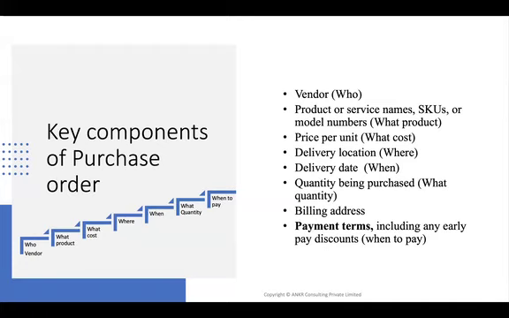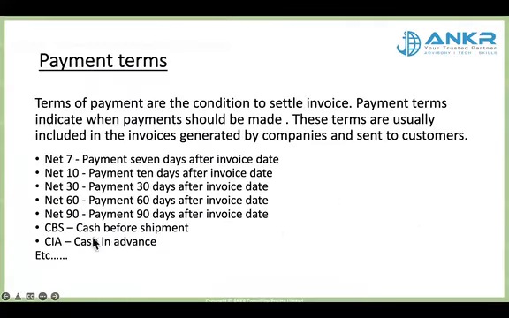What quantity is being purchased, right? That also will be mentioned. What is the billing address and when to pay, that is payment terms. This is also a very important component, right? Payment terms is also mentioned in the purchase order. So if you remember these 7 W's, you will know what are the components of a purchase order. But raising the purchase order does not come in the ambit of invoice processing as a process, right?